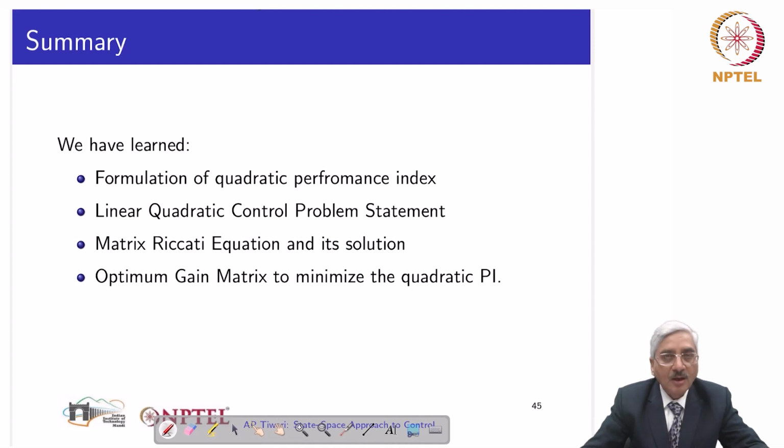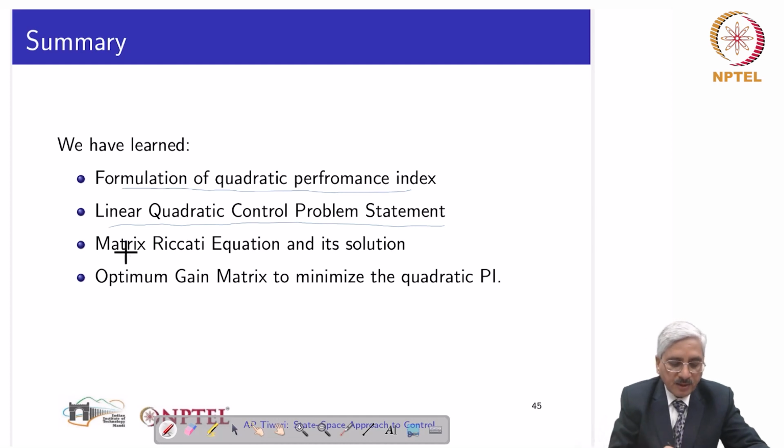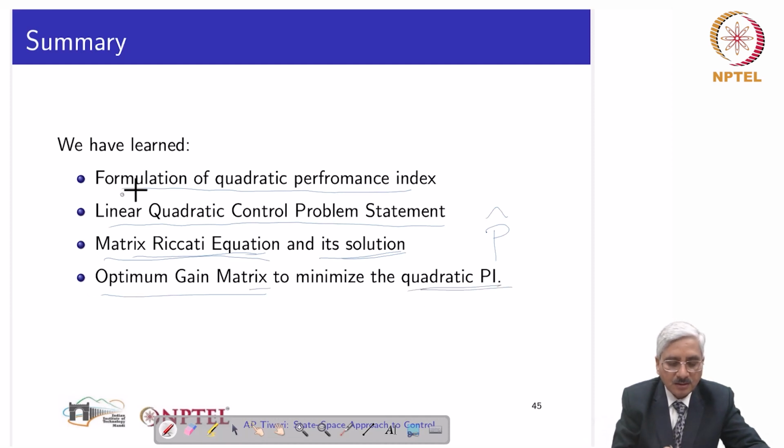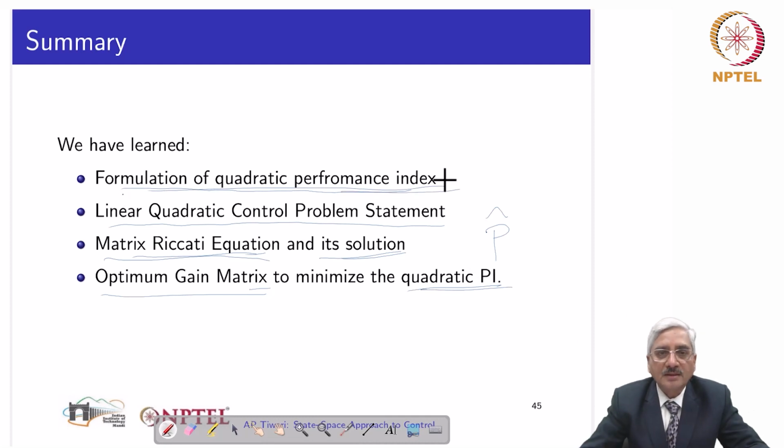However, we summarize whatever we have done so far in this lecture. We have seen how to formulate a quadratic performance index. We have seen the statement of the linear quadratic control problem. We derived the matrix Riccati equation and its solution was seen, and how that Riccati equation gives the solution P, and from the P hat how we obtain the optimal gain matrix, and this gain matrix minimizes the quadratic performance integral, this one, which is selected in the beginning.